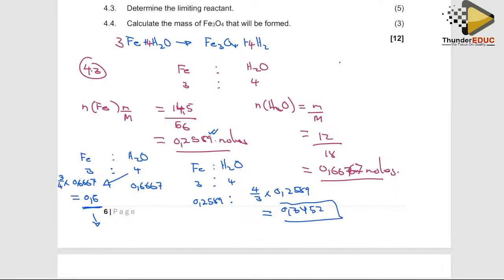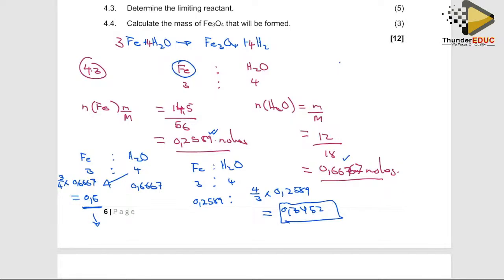So according to this, you can see at the start, how many moles do I have in terms of my water there, right? So I'm having 0,66. So it means this one is in excess. Therefore, my limiting reagent there is going to be my Fe. So my Fe is the limiting reagent.